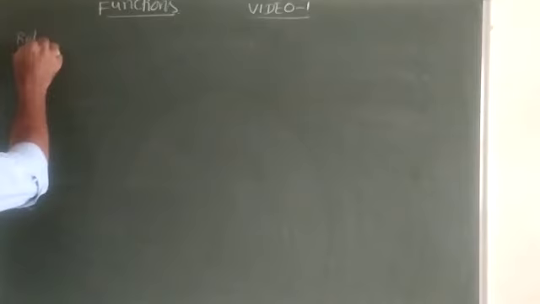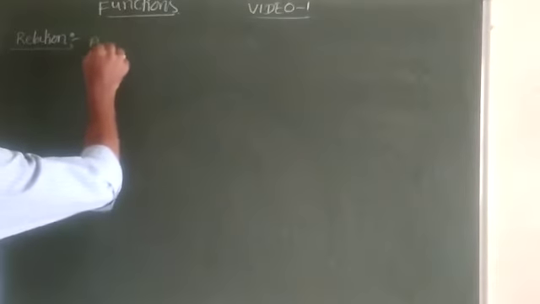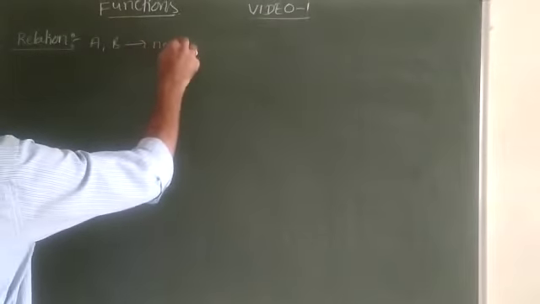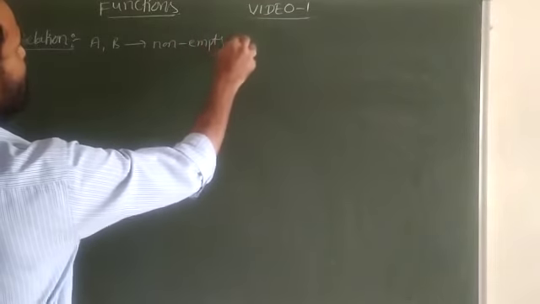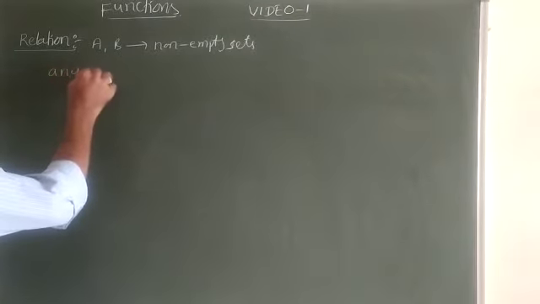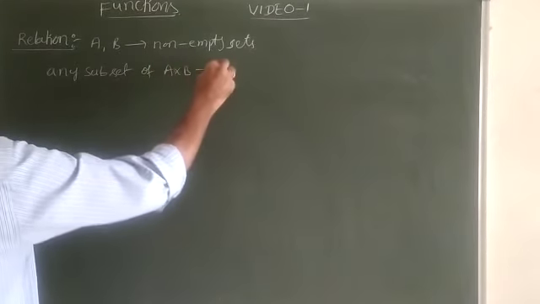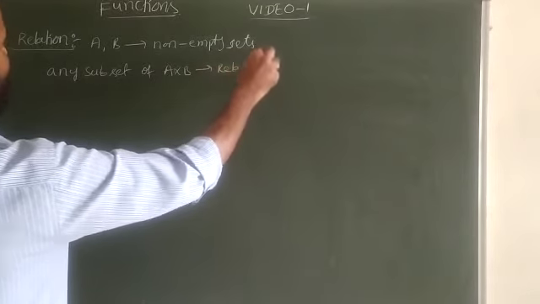And now next relation. If A and B are two non-empty sets, then any subset of A cross B is called a relation. Any subset of A cross B. A cross B లో ఏదైనా ఒక సబ్సెట్ ఏమంటారంటే రిలేషన్.